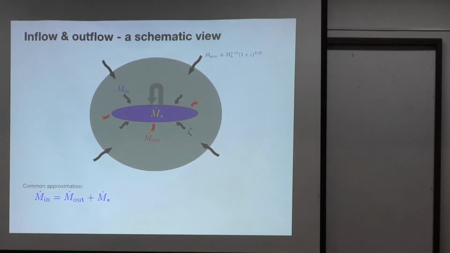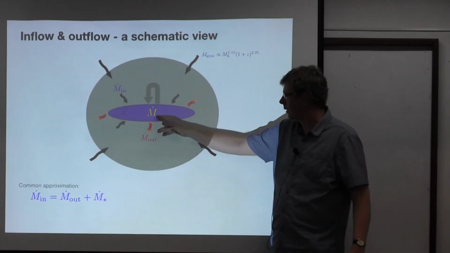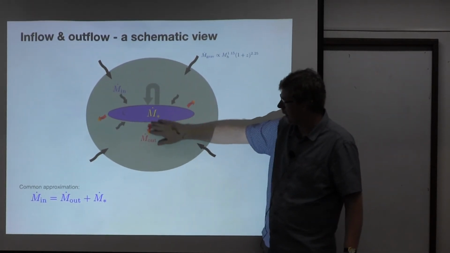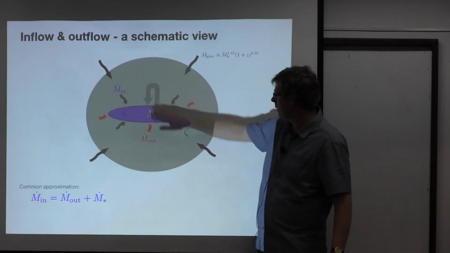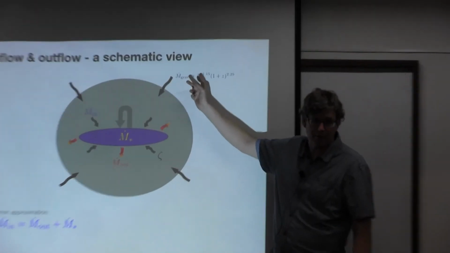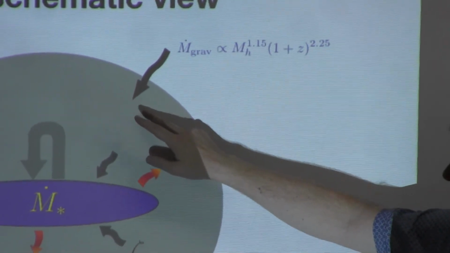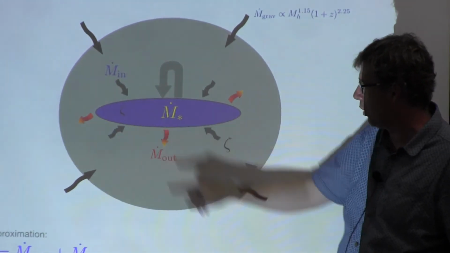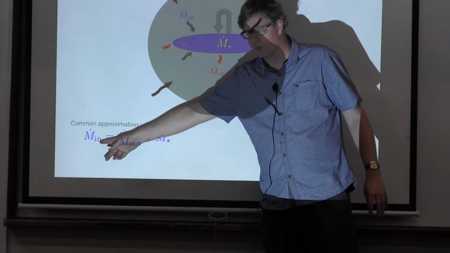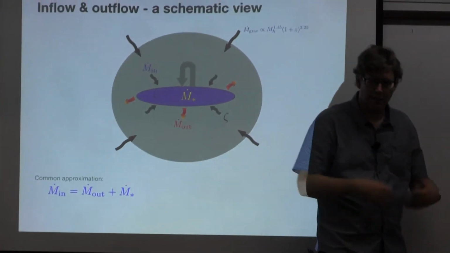And the picture that people tend to draw is something like this. You have a galaxy. It's forming stars at the rate m dot star. Some mass is flowing out, some mass is coming in, and into the halo we have this expression we just derived. Okay? So we have an expression for how much comes in through the border of the dark matter halo. Now we need to figure out what's going on in here. And if it's in equilibrium, you would expect that the infall rate should give you the star formation rate and the outflow rate. That's the equilibrium solution.